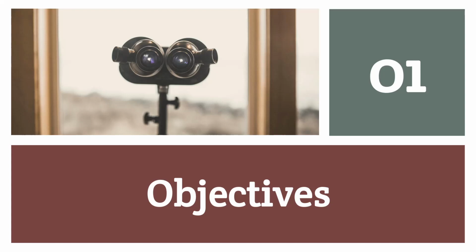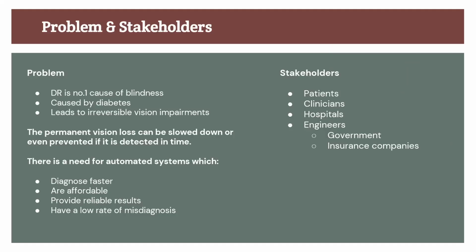Let's start with our objectives. First, we look at the problem and stakeholders. The problem is that diabetic retinopathy is the number one cause of blindness and is caused by diabetes. It is caused by damage to the blood vessels of light-sensitive tissue at the back of the eye as a result of diabetes. Depending on the severity of the disease, eyesight can get worse and could eventually lead to blindness.